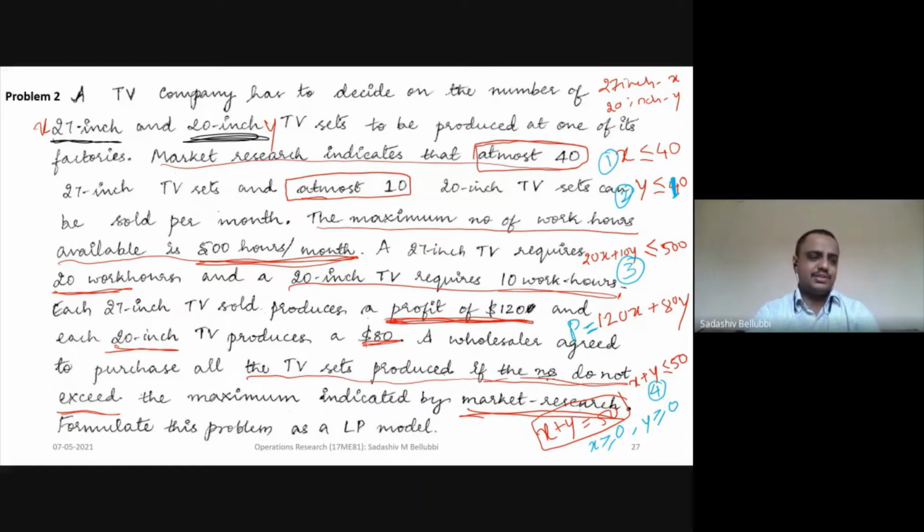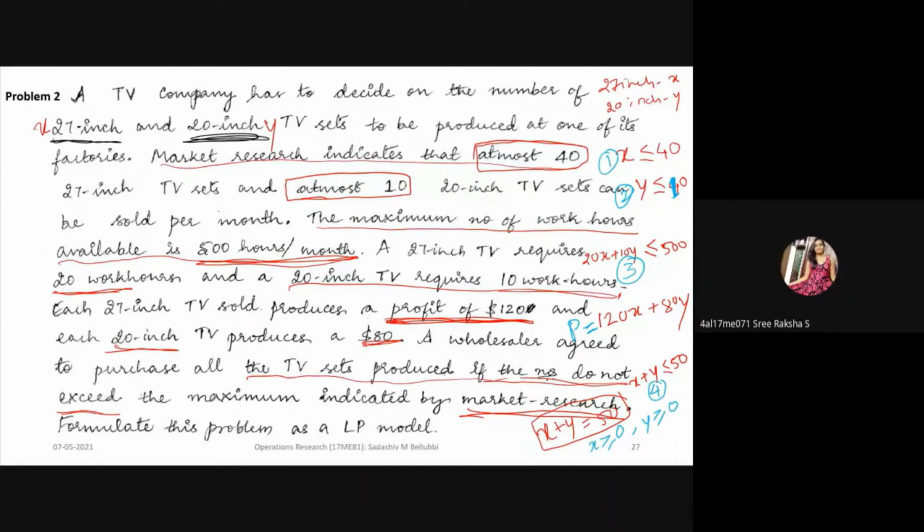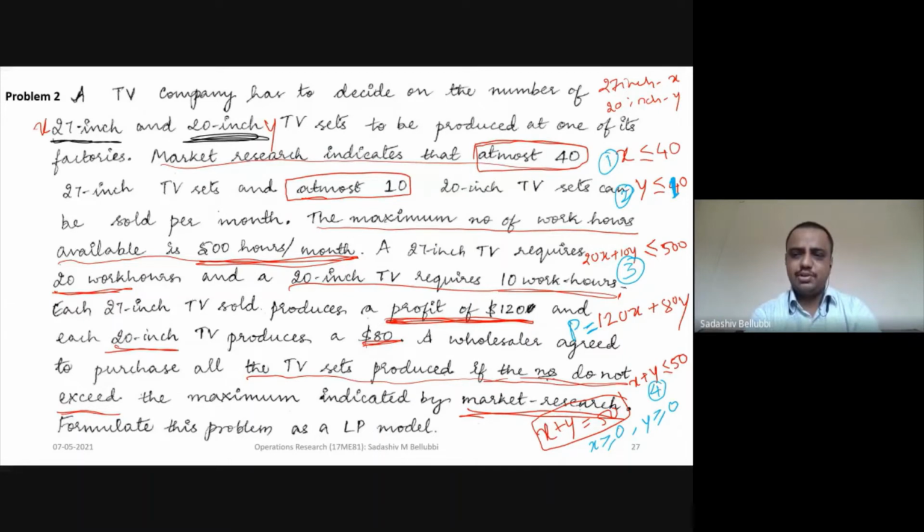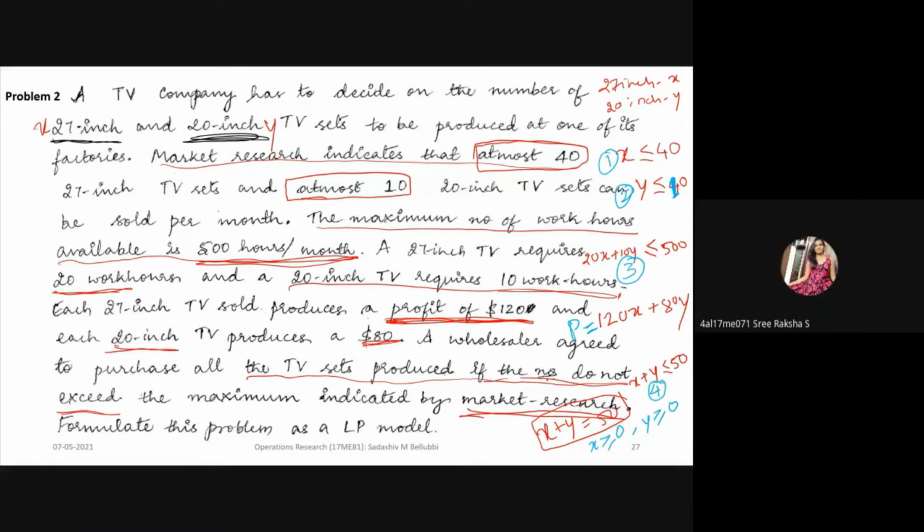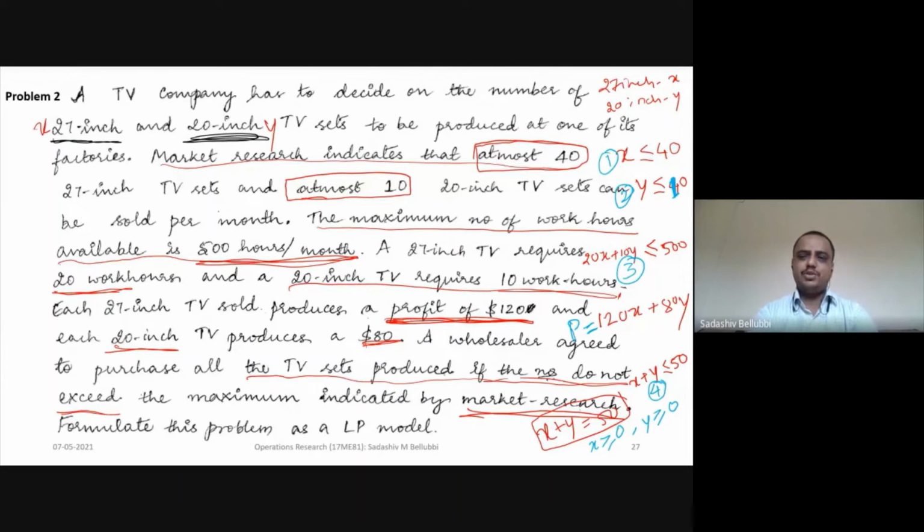Okay, that second constraint should be Y should be less than or equal to 10. And you told maximum, no sir, 50. You are talking about the fourth constraint, no? Yeah, X plus Y should be less than or equal to 50. It means that the wholesaler agreed to purchase all the TV sets produced if the number does not exceed 50, in the sense that 50 itself will be the last number.